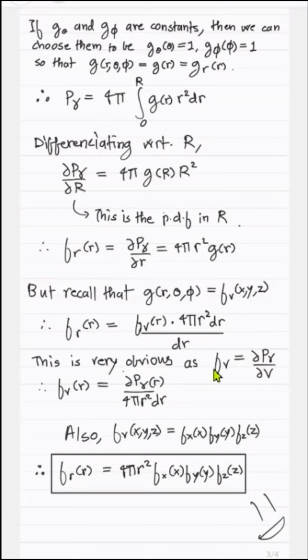So this should be actually very obvious, and we didn't actually have to do it in that much rigor, but still, what we finally get is that f sub r of r is equal to 4 pi r squared times f sub v. But then f sub v can be written like this thing: f sub x of x, f sub y of y, f sub z of z. And yeah, that's it. It's all about the same. On to the next section.